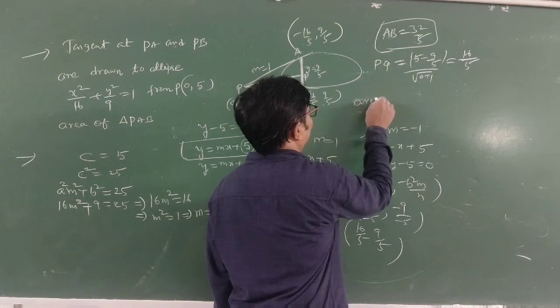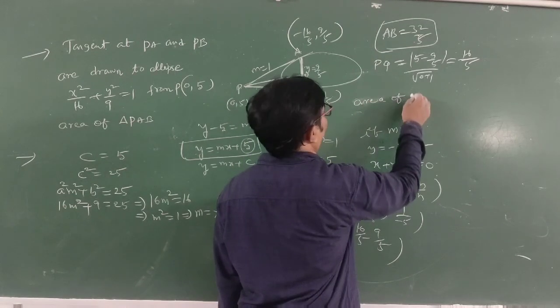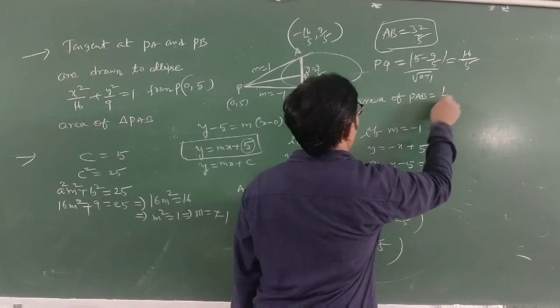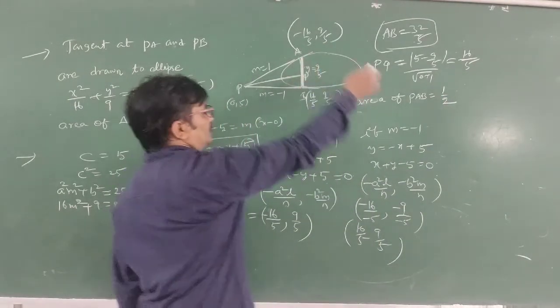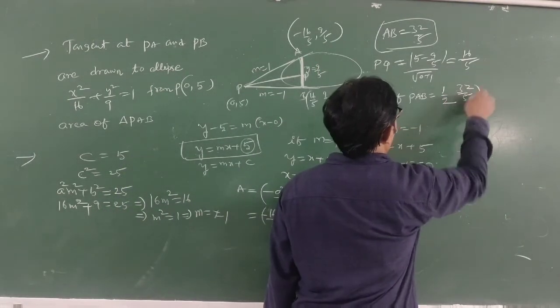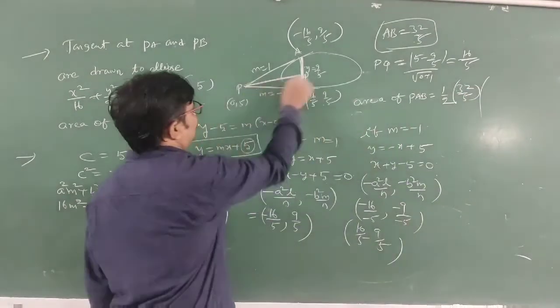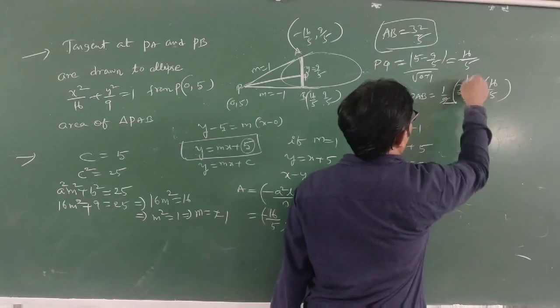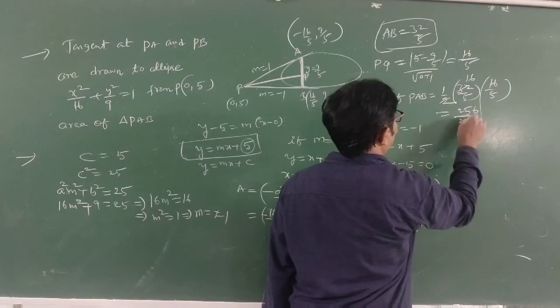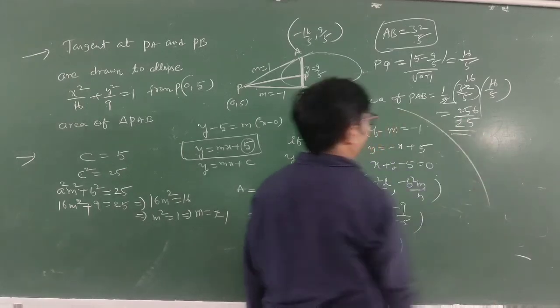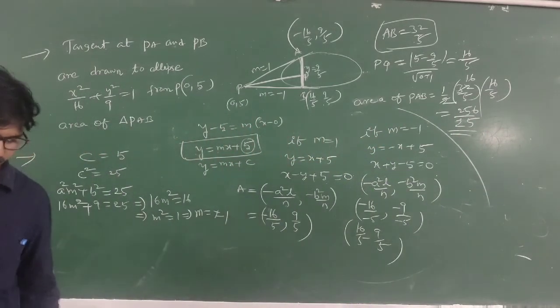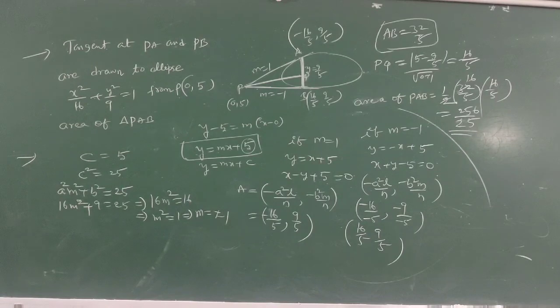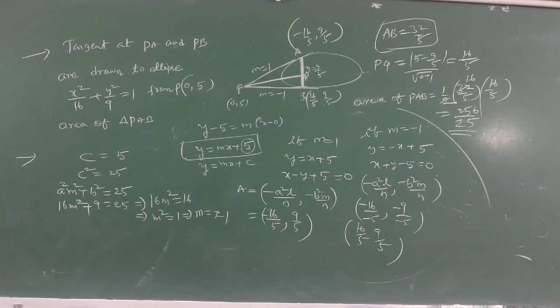Area of the triangle PAB: the base is AB, that is nothing but 32 by 5. Height is PQ, which is 16 by 5. So the area is 256 by 25 square units. Yes, 256 by 25 square units.